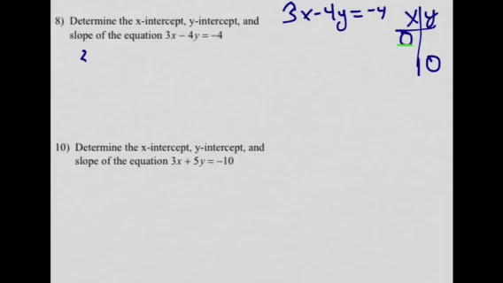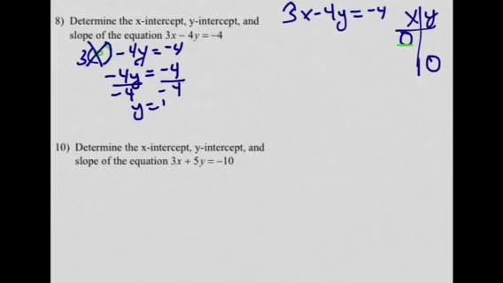So I'm going to take 3 times 0, I'm going to make that blue, minus 4y equals negative 4. Well, this cancels. Minus 4y equals negative 4. So if I divide both sides by negative 4, I get y equals 1. So here's the first part. There's the first part of our coordinates, that's our y-intercept.